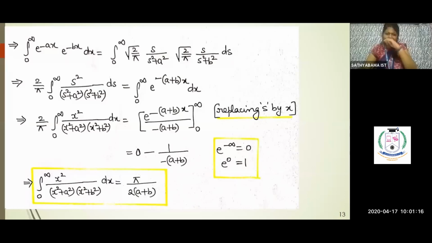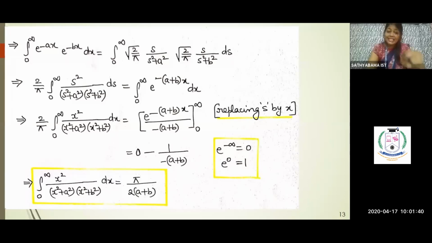Now substitute the upper limit. What is e power minus infinity? 0. So 0 minus, what is e power 0? Lower limit is 0. What is e power 0? 1. 1 divided by minus of (a plus b). So that's how you get the result: pi divided by 2 times (a plus b). Of course, on the left hand side, I've replaced s by x, because in the question I have x, right? So simply replace s by x. I get the result pi by 2 times (a plus b).